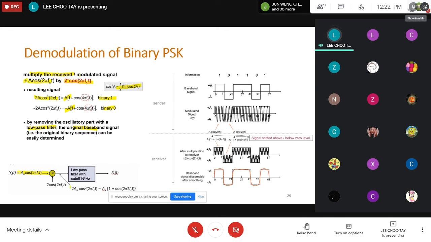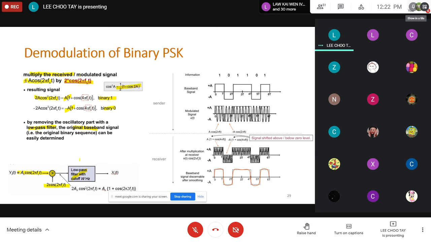This is the incoming signal. This is a local carrier. We multiply, then we use a low pass filter. The cutoff frequency of the low pass filter, how do we determine? It's the baseband frequency of your digital data.